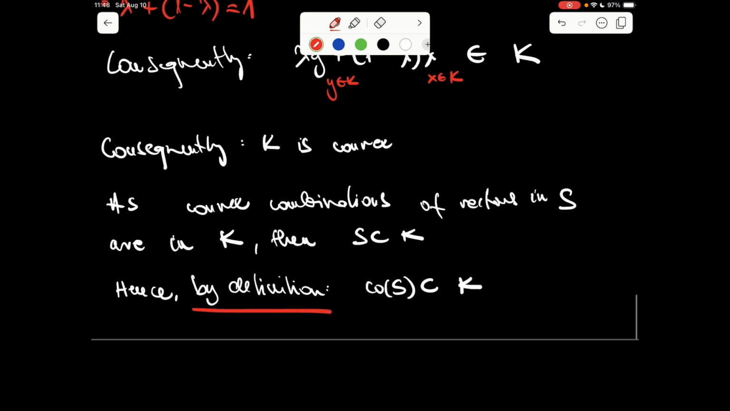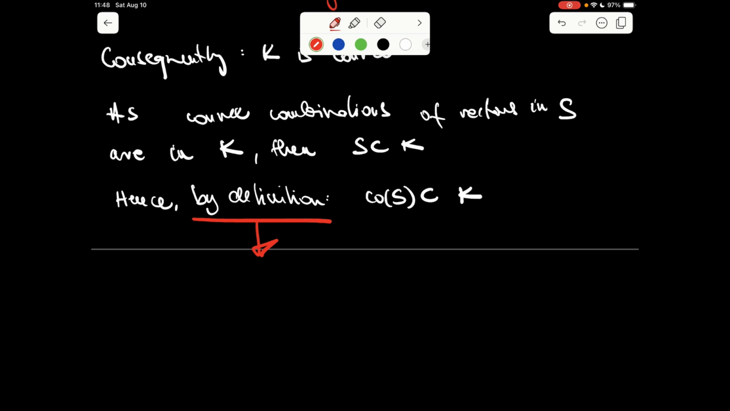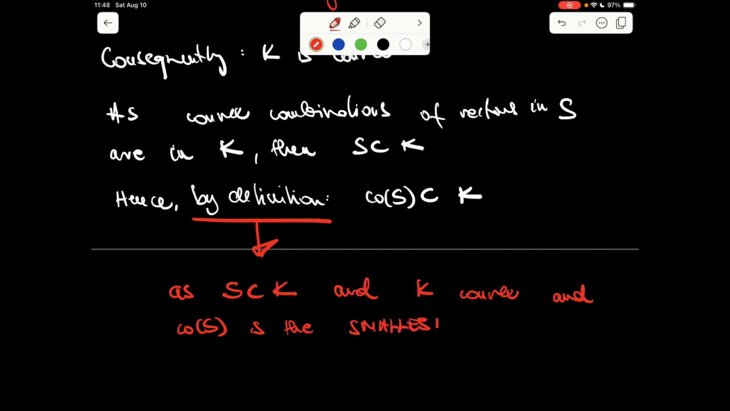One final remark: what does it mean by definition? By definition means that as this set is a subset of K and K is convex, and COS is the smallest convex set containing S, then COS is a subset of K. Okay, so yes, the proof is complete.